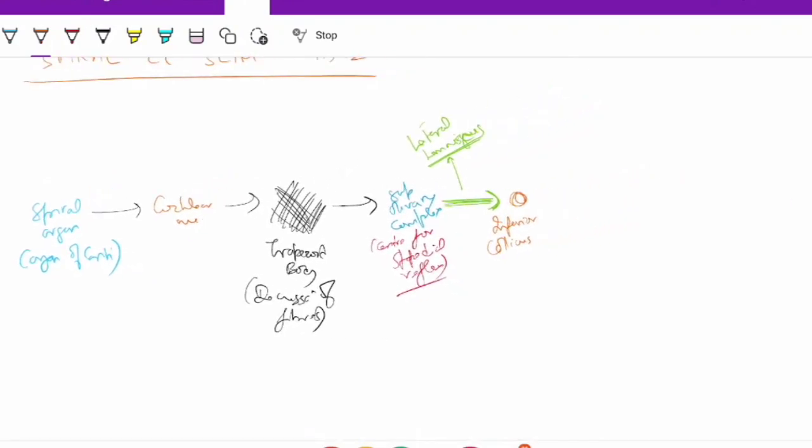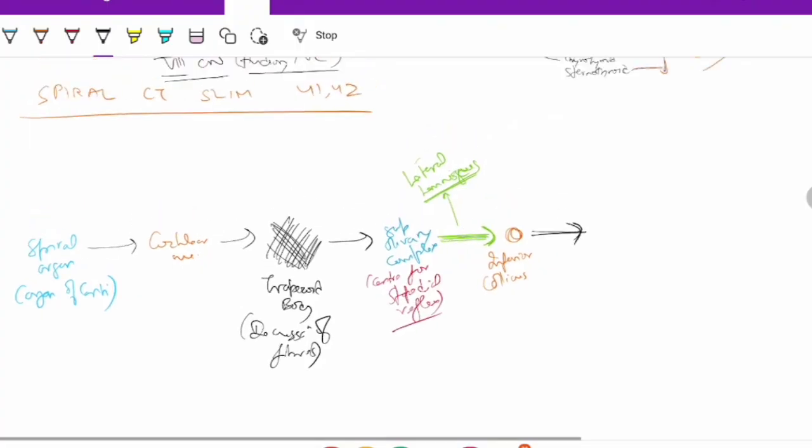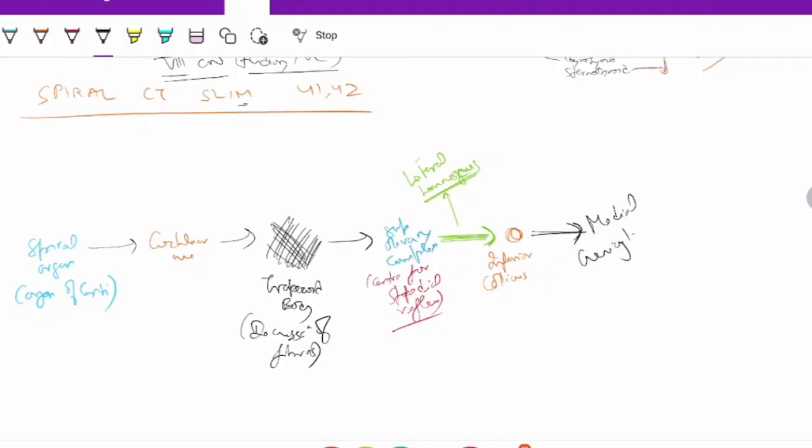From the inferior colliculus, the pathway goes even further. So we have seen S, spiral, C, cochlear, T, trapezoid body, S, superior olivary complex, L, lateral lemniscus, I, inferior colliculus. Now we go on to the M part of the mnemonic, that is the medial geniculate body.